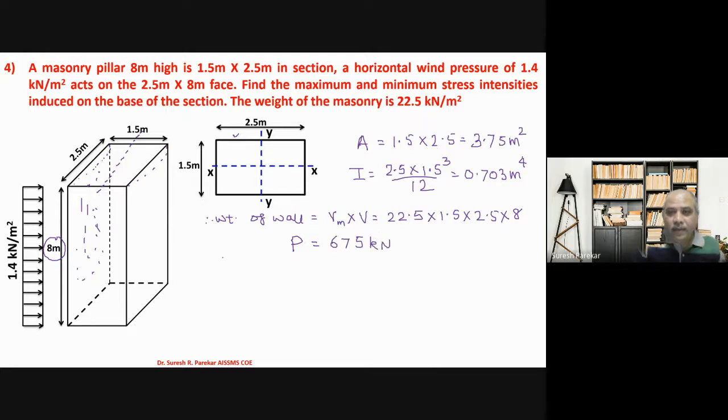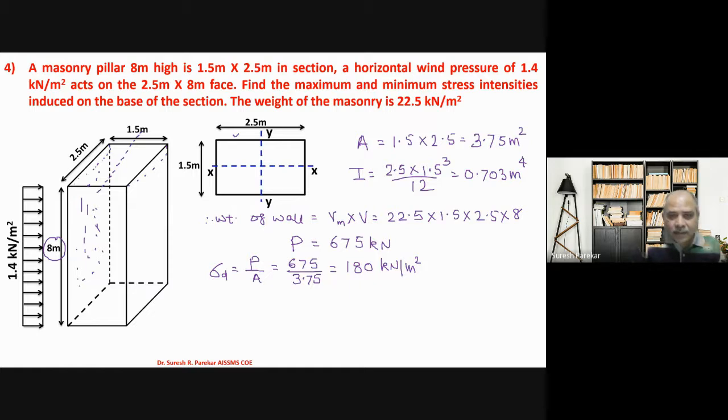Now we can have sigma D, that is direct load, equal to P by A. Now we have this P is 675, and area we have 3.75, and from this we will get value of sigma D as 180 kilonewton per meter square. Now this does not relate to eccentricity or anything. So moment will be developed by this 1.4 kilonewton per meter square.